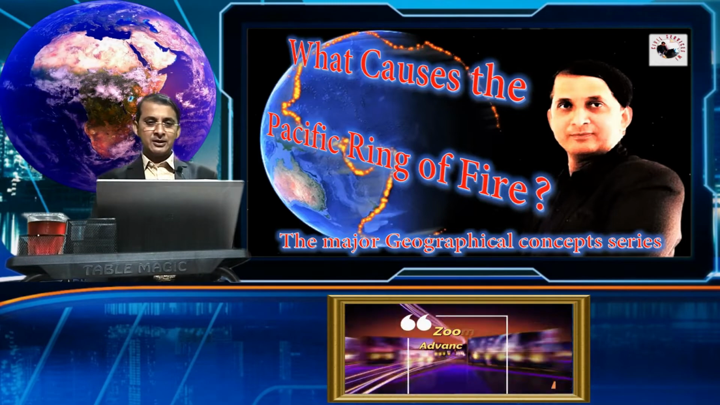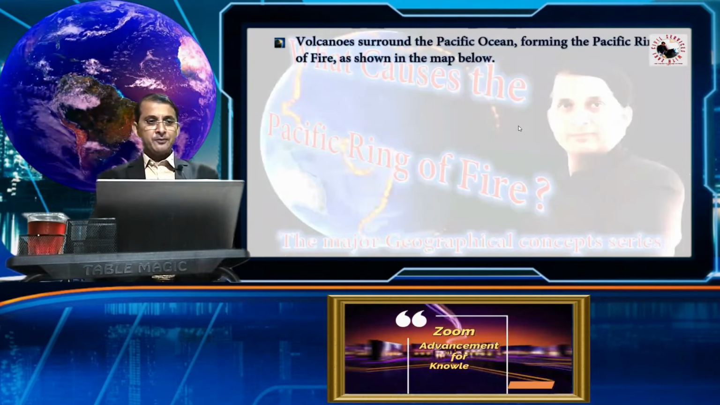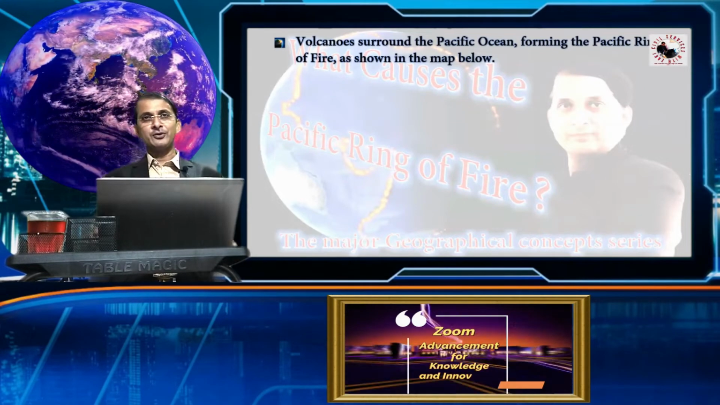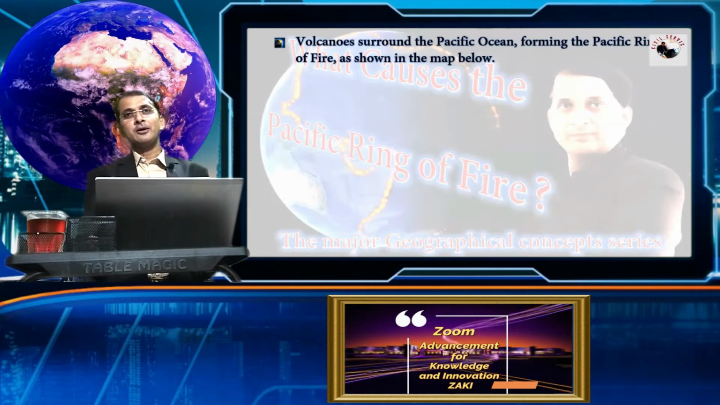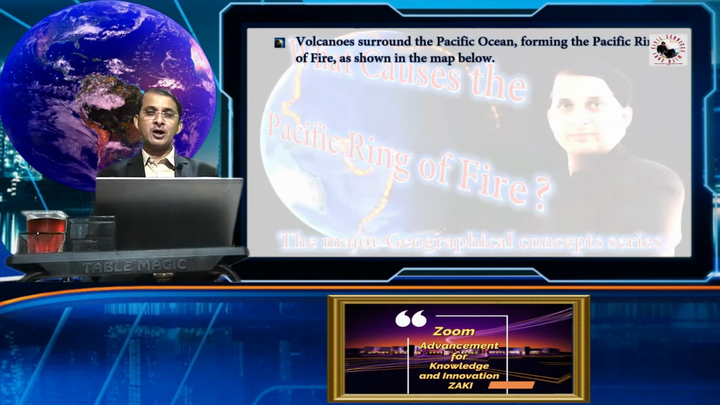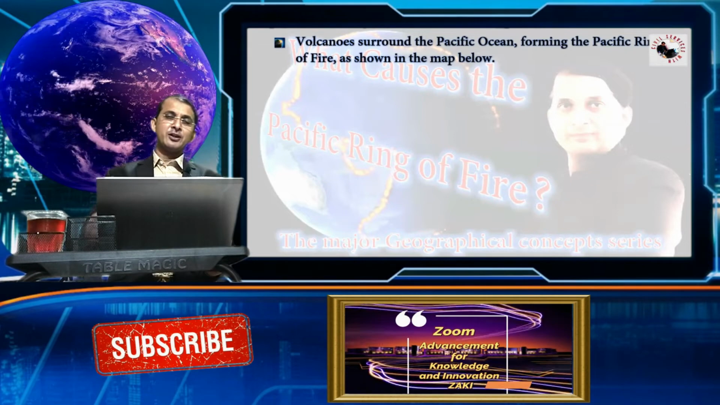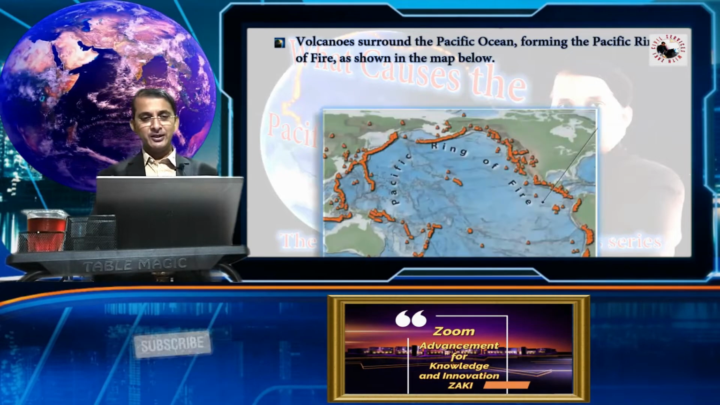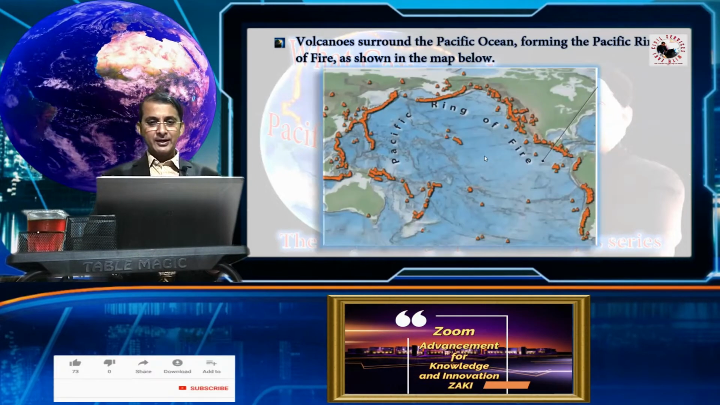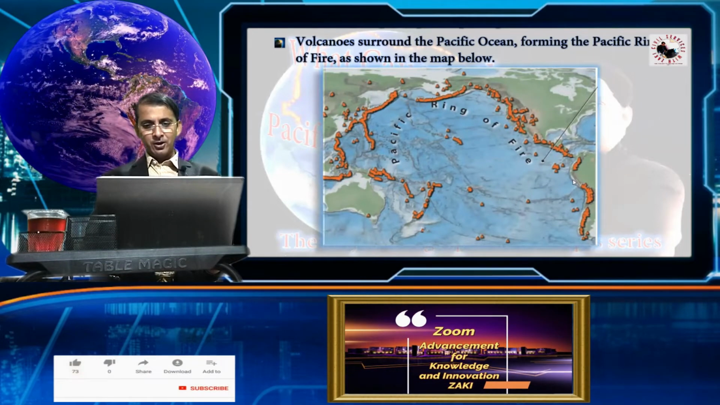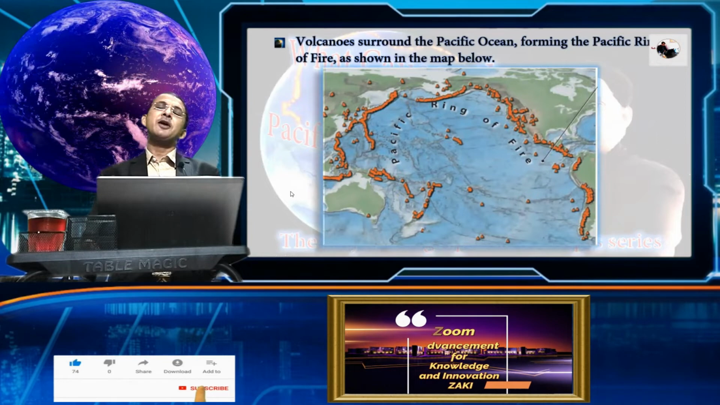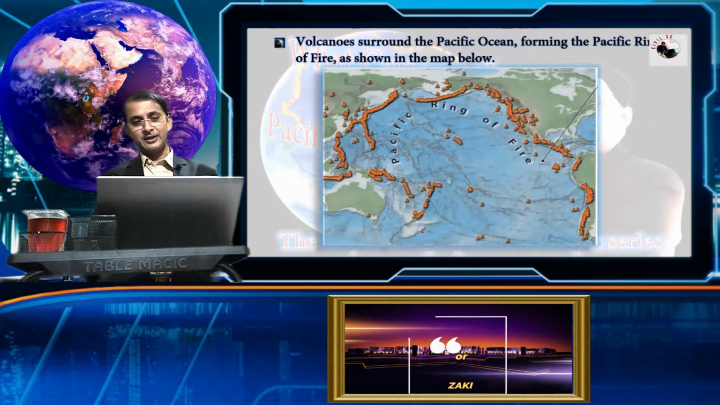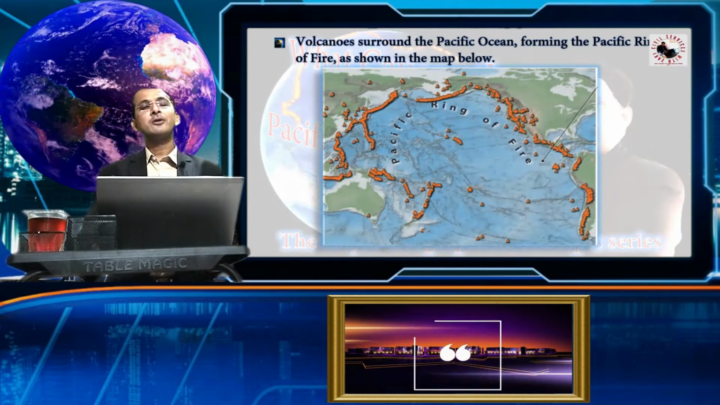So let us start. As you know, volcanoes around the Pacific Ocean, from New Zealand to western South America, are shown as a chain of volcanoes, basically fire, as you see in the map below. These are all volcanoes, more than 500 of them in this region. That's why this region is called the Ring of Fire.